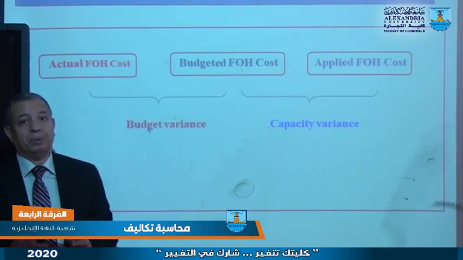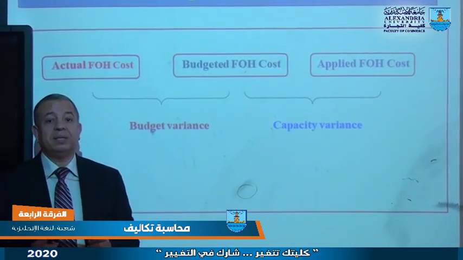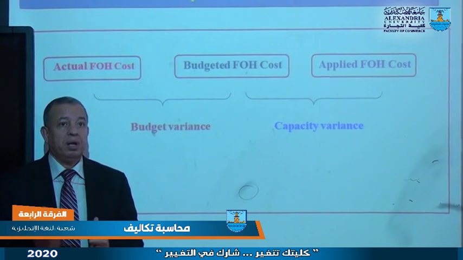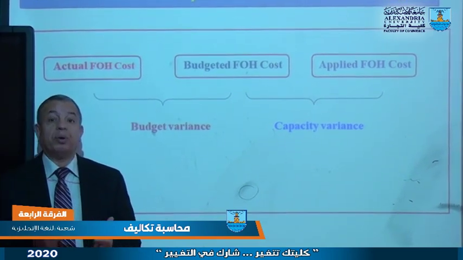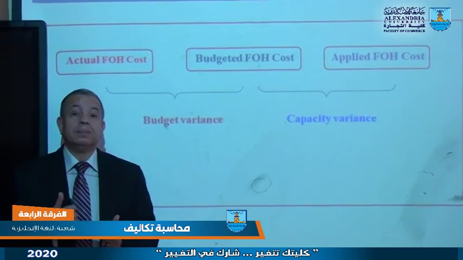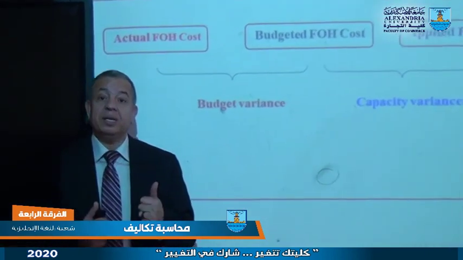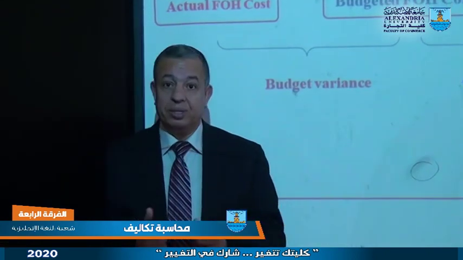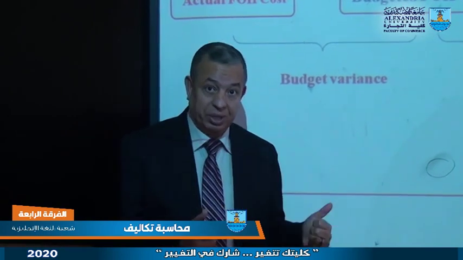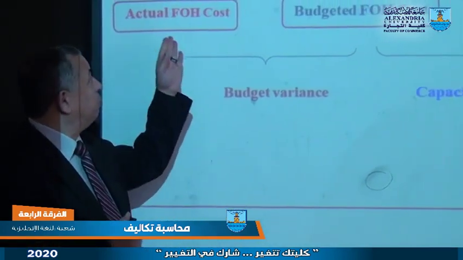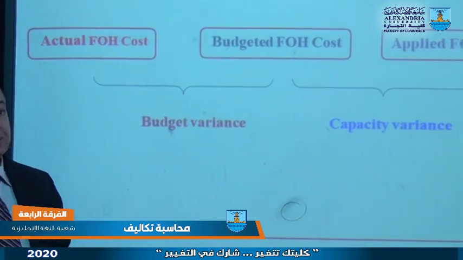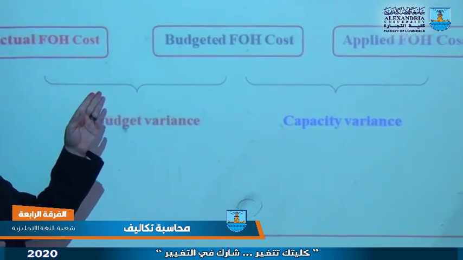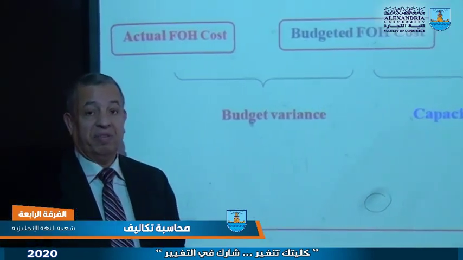So you have to know the main reasons for variances: for direct material, quantity and price; for direct labor, efficiency and rate; for variable overhead, efficiency, spending; for fixed, budget and capacity. How to calculate budget? Budget is the difference between actual and budgeted. How to calculate capacity variance is the difference between budgeted and applied fixed overhead.